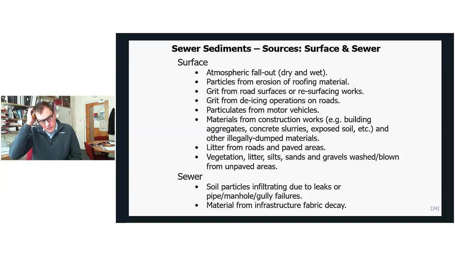So surface sediments are a bit broader in range. We've got atmospheric fallout, particles from the erosion of roofing materials, grit from road surfaces and road resurfacing works, de-icing grit, particles from motor vehicles, depends on how old your car is I guess and which particles it's leaving on the road. Remember we spoke about this earlier, all the tyre wear in previous classes, the brake pad wear etc. ends up on the road surface and it gets washed into the network. Materials from construction works, litter and vegetation etc.